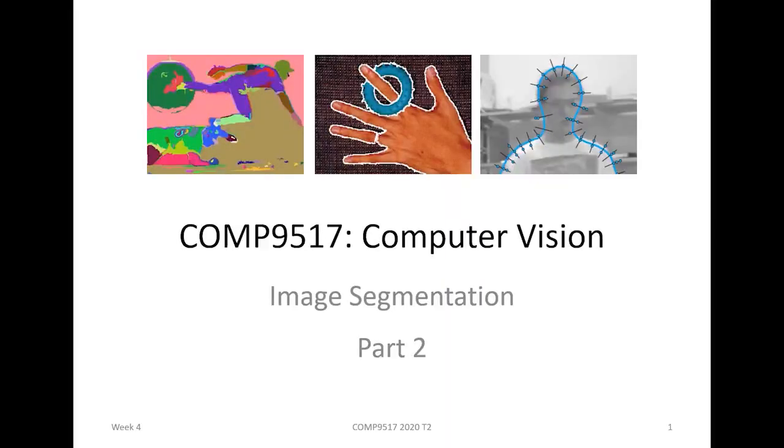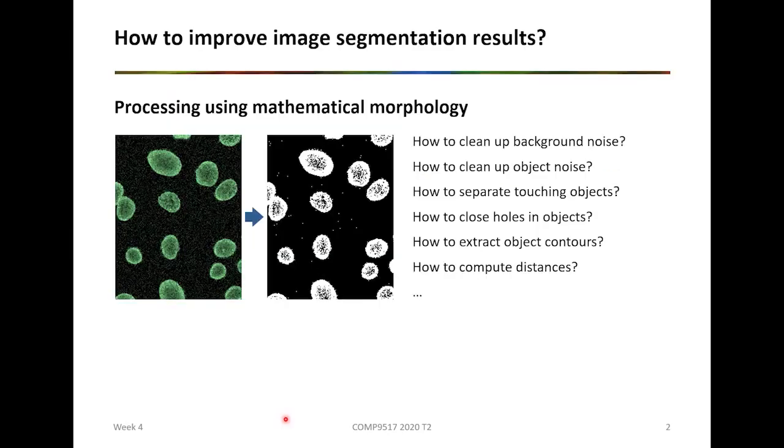Welcome to the second part of the lecture on image segmentation. In part one, we've talked about many different methods for image segmentation. And we're not going to talk about more methods for segmentation, but rather we're going to talk about methods to improve segmentation. Because the results of image segmentation methods are hardly ever perfect, and you need to do something about it. And we're going to look at a particular type of methods to do this, which is called mathematical morphology.